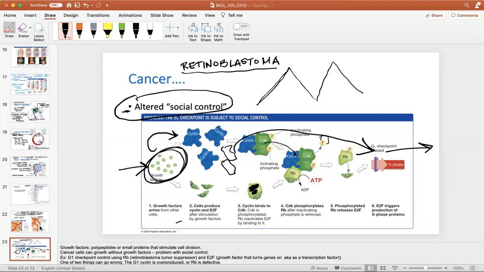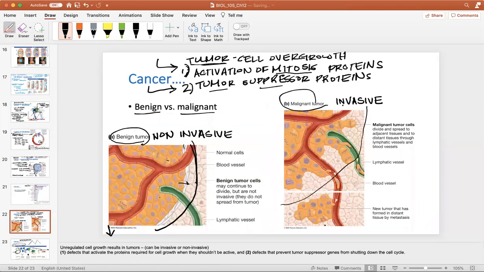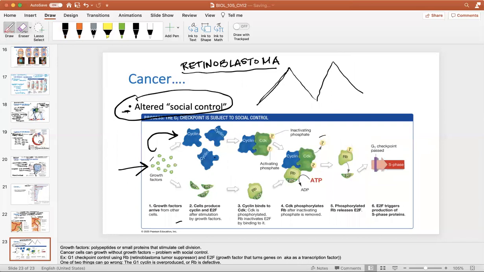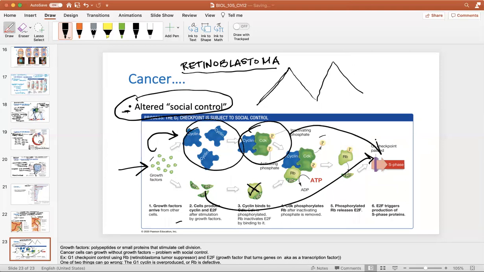But the big thing that I want you to remember is that cancers can result from these two things: activation of mitosis proteins when they should not be on, or a problem with tumor suppressor proteins. In our example here, if you had a tumor suppressor protein problem, just one more time, if this wasn't working properly, then this would bypass the whole system and start the process. If we have a situation where these things are overproduced, this gets turned on before it should, and the process goes faster than it should. So that's everything from chapter 12.